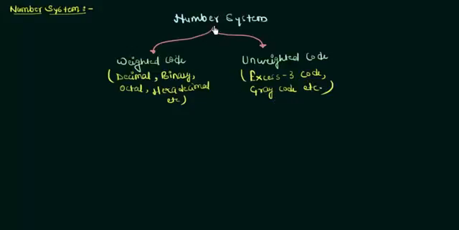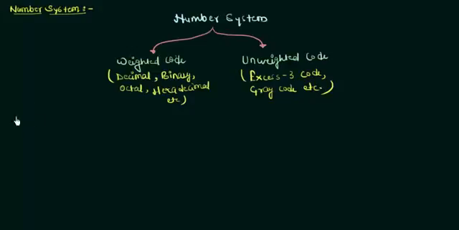So we have categorized our number system, or you can say the code, into two types. The first one is your weighted code, where there is a weight for the position. We will see how it is done. And the other one is your unweighted code. We have also written the examples of your weighted code, that are decimal, binary, octal, hexadecimal, and any other base number if you choose. And the unweighted code is your XS3 code and gray code.